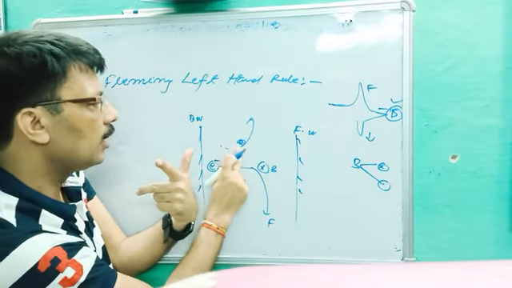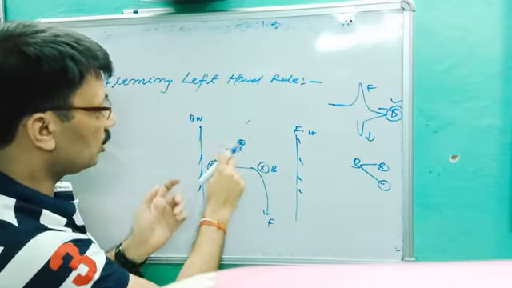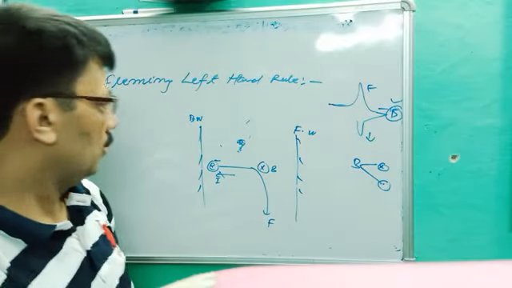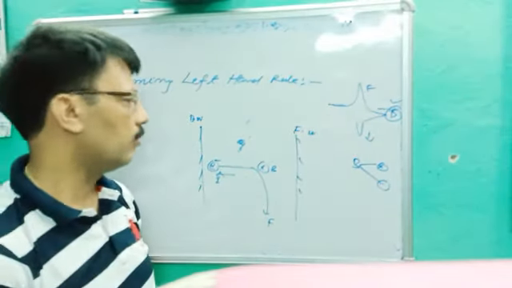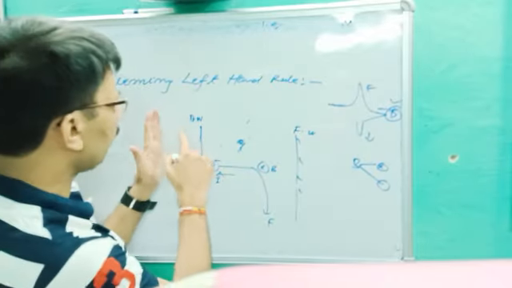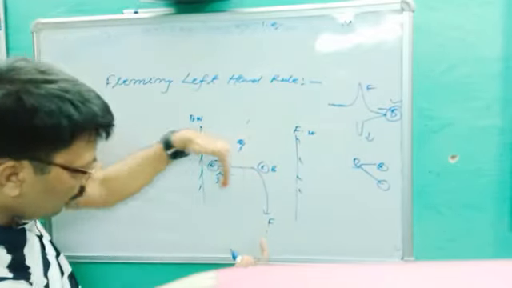So you can do many questions according to this one. So this is all about your Fleming left hand rule and numerical or conceptual questions based on it. Once again, a beam of electrons moving from back to front, current will flow in the opposite direction.